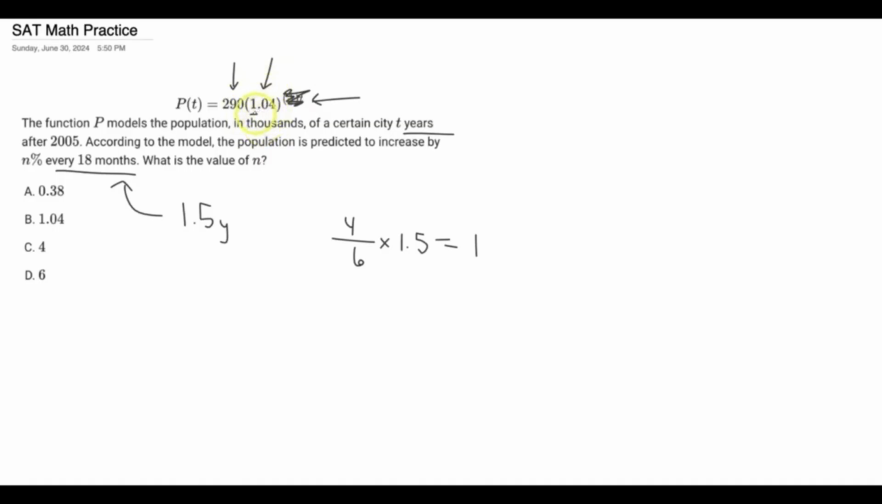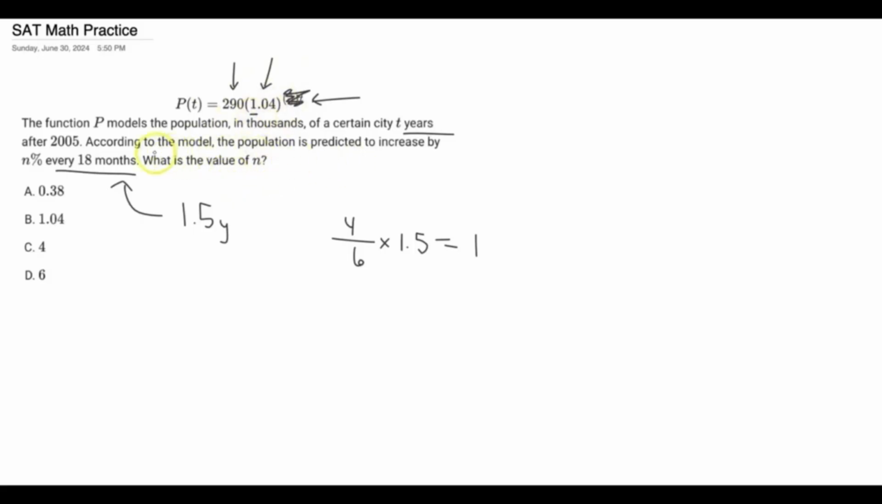So let's say it was 1.0, that means the population would just stay the same at 290. But because it's greater than that, it's 1.04, what this represents is a 4% increase, right? So if it was, let's say, 1.1, that would be a 10% increase. And so we know right here, it's a 4% increase.